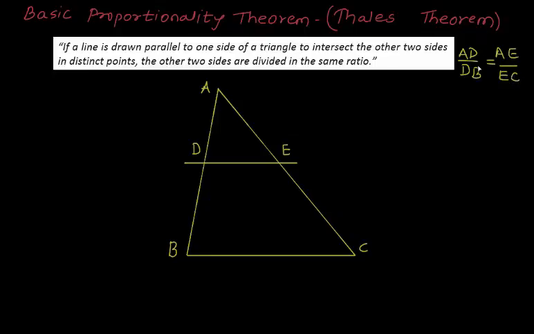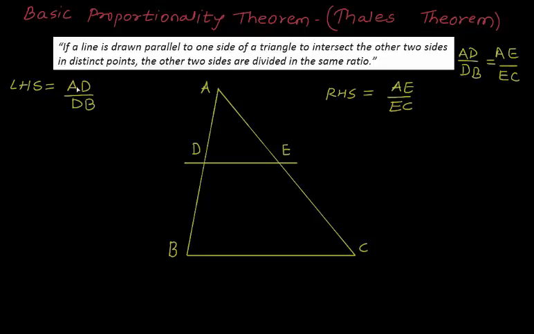Now to make this proof simpler to understand, we'll write down the left hand side and right hand side of the equation. So let's take the left hand side of the equation as AD divided by DB. So this is the left hand side, and the right hand side of the equation is AE divided by EC, and we have to prove that the left hand side is equal to the right hand side.